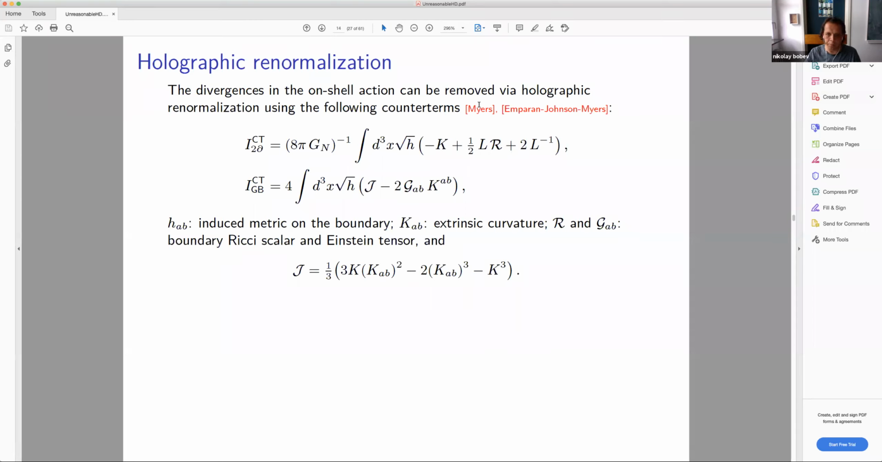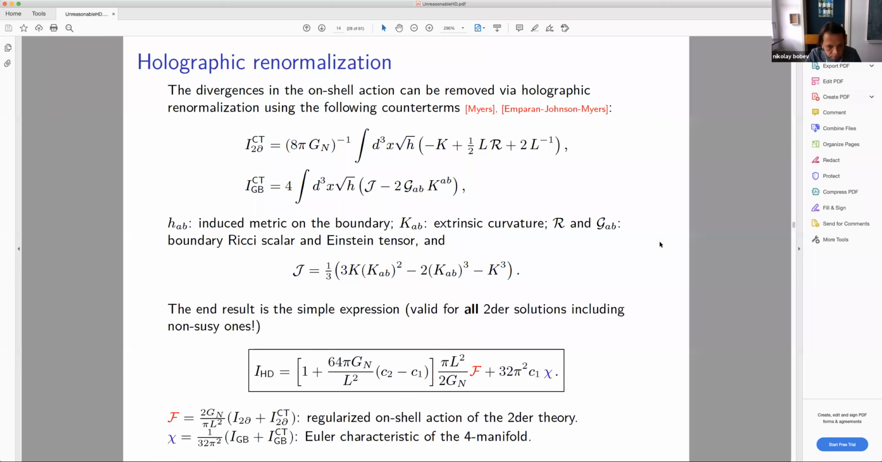I think it was understood by Rob Myers in 1987. So he was asking, what is the analog of the Gibbons-Hawking term when you have this Gauss-Bonnet term added to the Einstein-Maxwell theory? Anyway, so these are explicit expressions that you have to use to find a finite on-shell action. And here is the final answer.